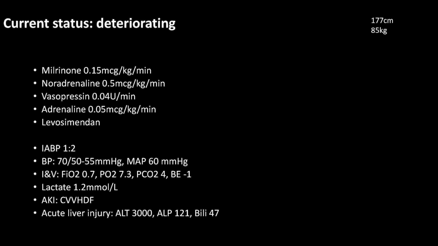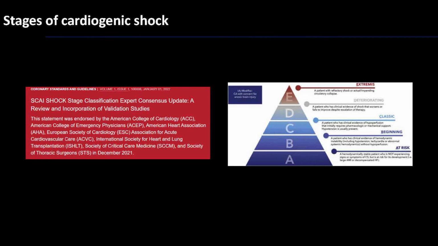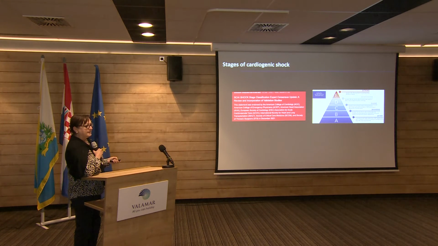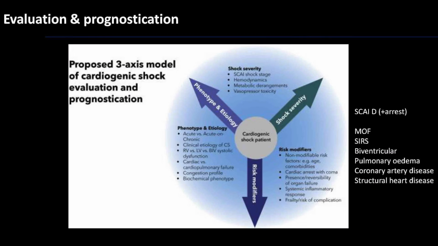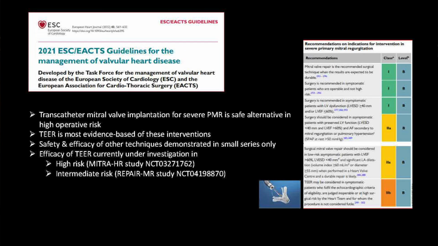He's on all of these inotropes. He's on a balloon pump, his gas exchange isn't good, his lactate though at the moment is good, and he's got a liver hit and a renal hit. So using our guidelines, we're going to use our SCAI classification. He's a SCAI E and he's had a cardiac arrest, so he's worse than a D really. He's got multi-organ failure, systemic inflammatory response syndrome, biventricular dysfunction, pulmonary edema, coronary disease and structural heart disease. So that's about as bad as it gets when you've got a patient that you're facing and you've got to fix his valve disease up.